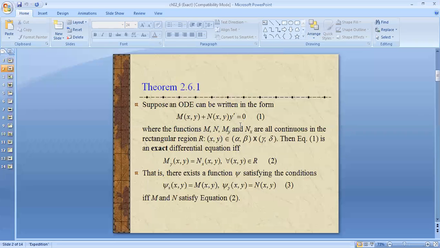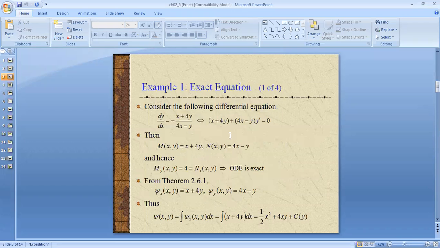Now there is a theorem for this. We know that if del M del y equals del N del x in the xy plane, then the given differential equation will be exact. That means the partial derivative of M with respect to y and the partial derivative of N with respect to x are equal in the xy plane. This is a function of two variables, one dependent and the other independent variable x. If we plot the graph of the solution of the differential equation in the xy plane, then we get the result in the xy plane.